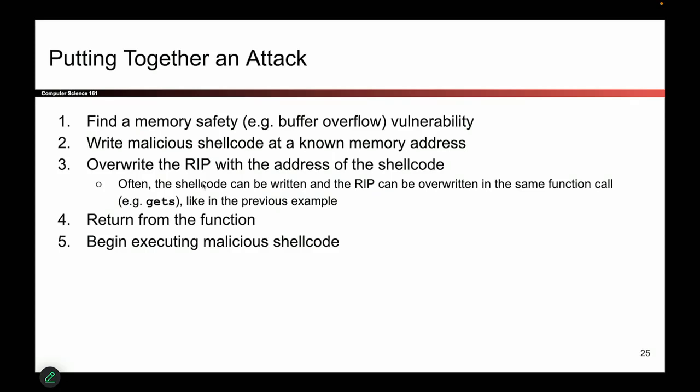Where do I go? I look at the RIP value that holds an address. I go to that address. And at that address, oops, I found shellcode. And I start executing malicious shellcode, and the attack works. So that's what I'm going to try to do. I'm going to write some shellcode and then force the RIP to point at that shellcode. So when the function returns, I go execute that shellcode.